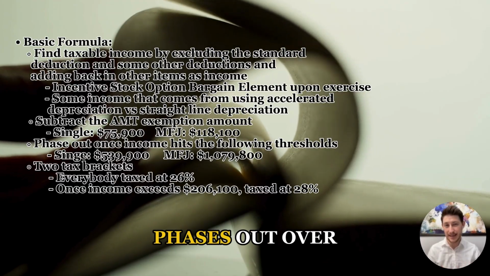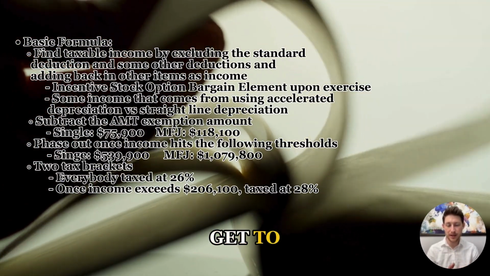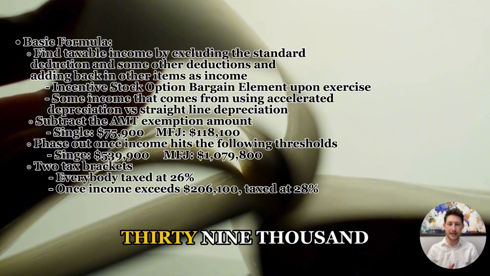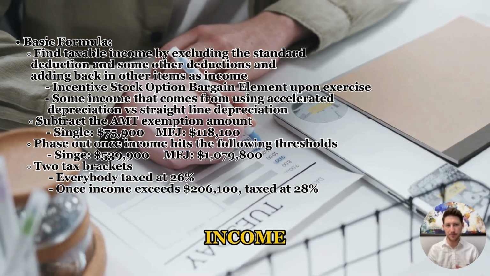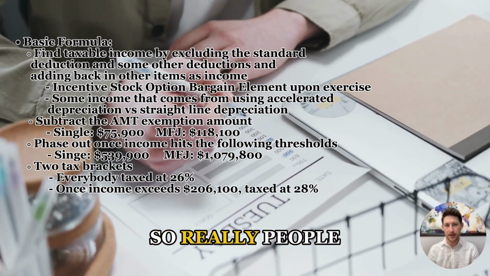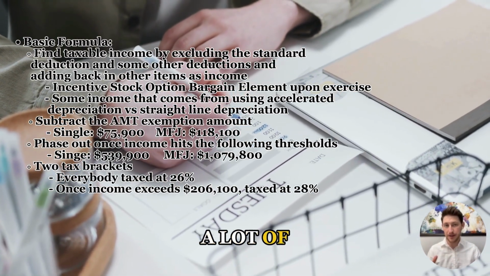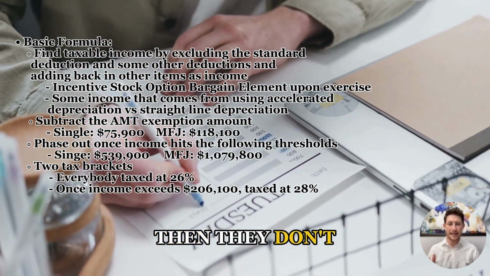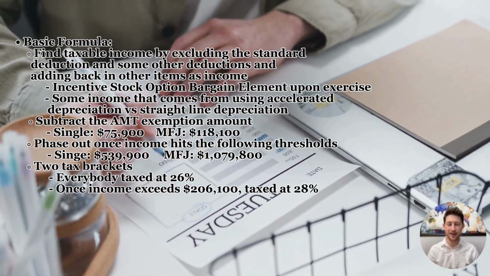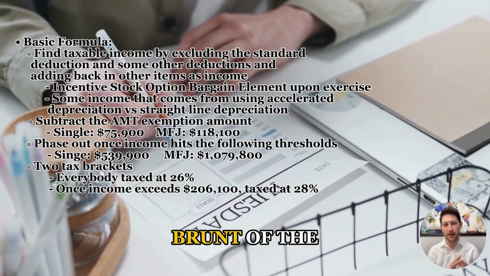And then this phases out over time until you get to, if you file single, $539,900 of income. Married filing jointly is over $1 million of income. Okay, so it phases out. So really, people that are earning a lot of income, over 7 figures if they're married filing jointly, don't get that exemption. They just get the full brunt of the taxes.